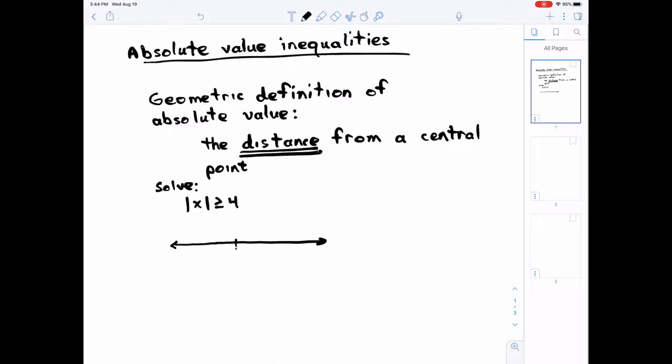Well, from 0, let's just find the distance that's 4. So 4 to the right gets us to 4, and 4 to the left gets us to negative 4. And we want to include those because it says the distance equals 4. That's what that little equal sign is. But of course, there's more than that. It also says the distance is greater than 4. Well, if 4 is where the distance is exactly 4, where are the distances that are more than 4?